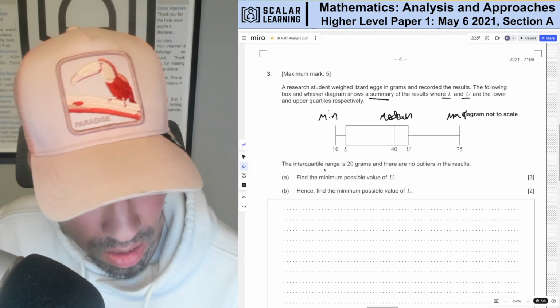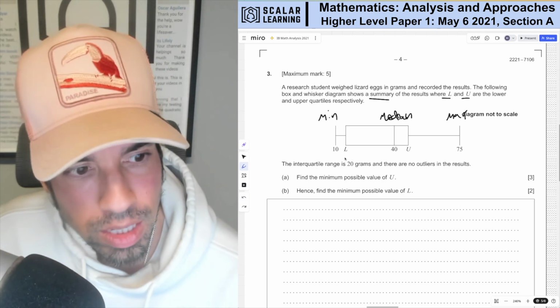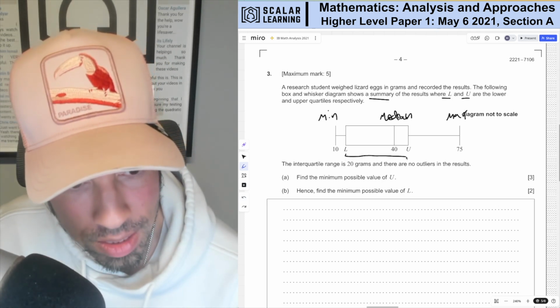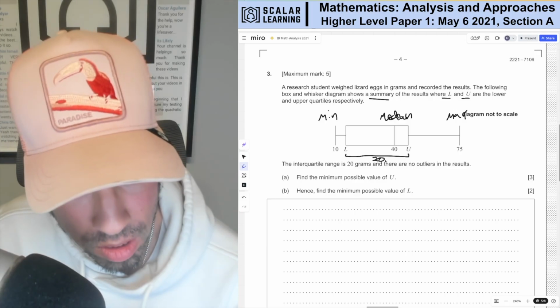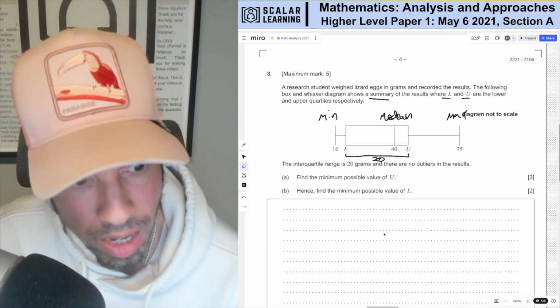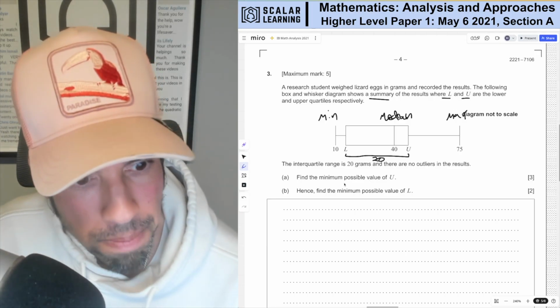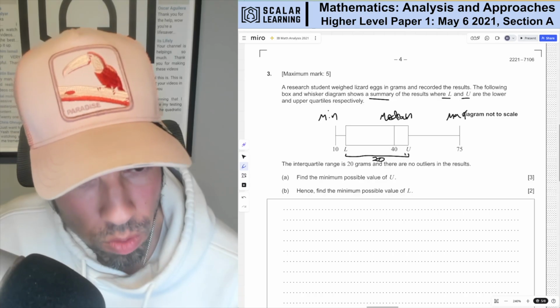All right, let's read this. It says the interquartile range is 20. The interquartile range is this length. That's what they're talking about. So they're saying that is 20. Okay, now it says find the minimum possible value of U.